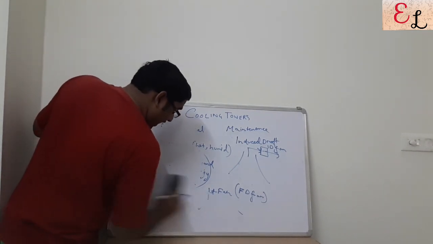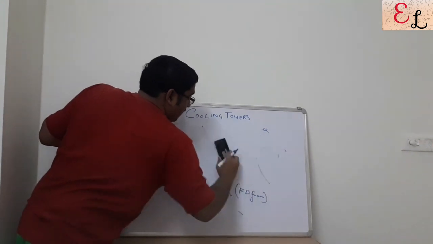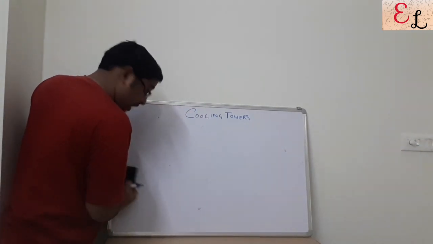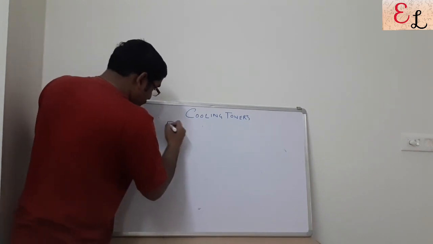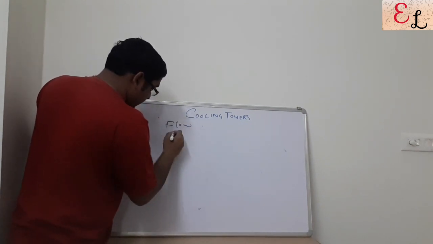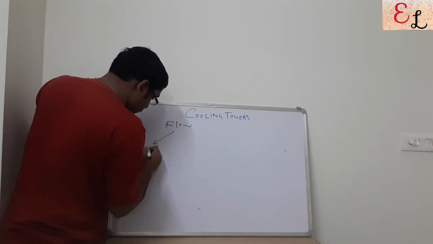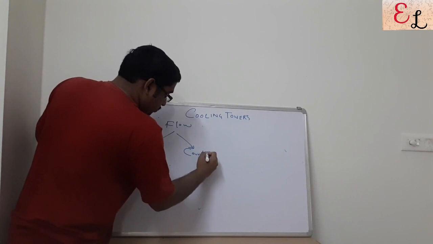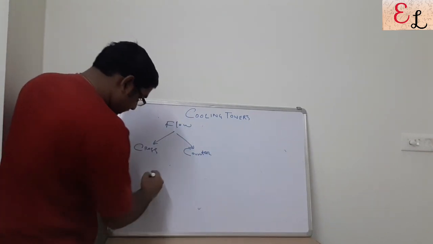So having covered the types of drafts, now coming to the types of flow. There are two types of flow, as we have already mentioned: crossflow and counterflow. So now let's draw them simultaneously.